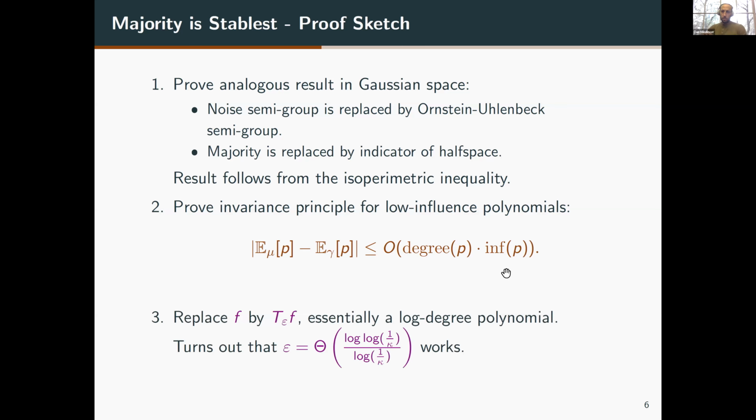So the last step was to add some extra noise to the function f. Now, even if f was a high degree polynomial, by adding some noise, you essentially kill all the high degree parts and make it a low degree polynomial. And when you optimize over the amount of extra noise you need to add, you get this sub-logarithmic term, which is the reason for the error term.